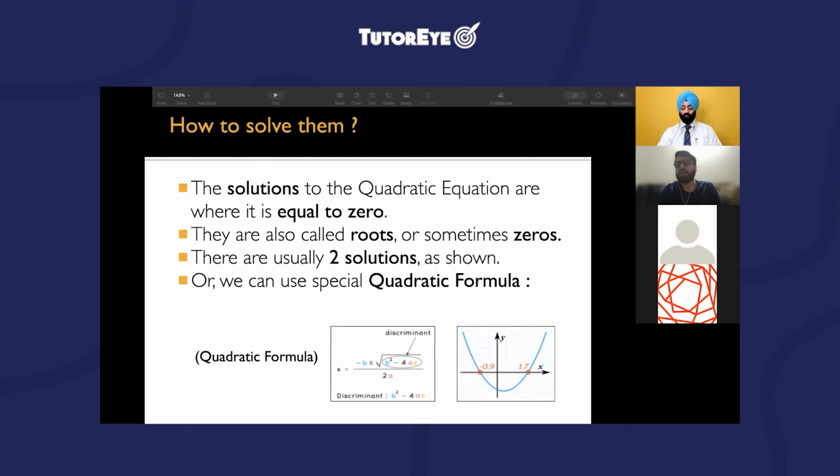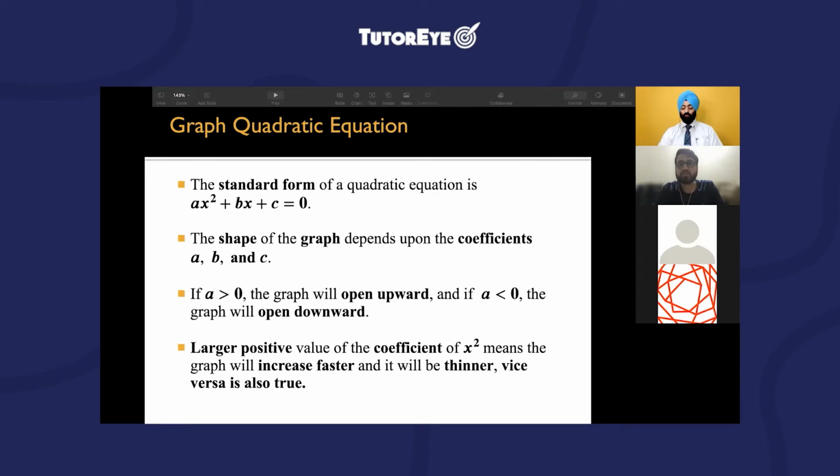But there can be cases where only one solution exists for an equation. Let's say the equation is a perfect square, (a plus b) whole square, in which a is some variable x and b is some number. In that case, there will be only one solution to the quadratic equation. But usually there are two solutions. So now we are going to learn how to solve this quadratic equation using the graph method.